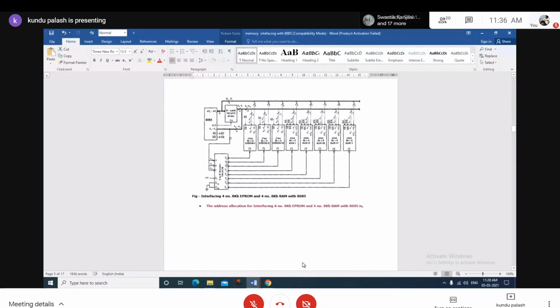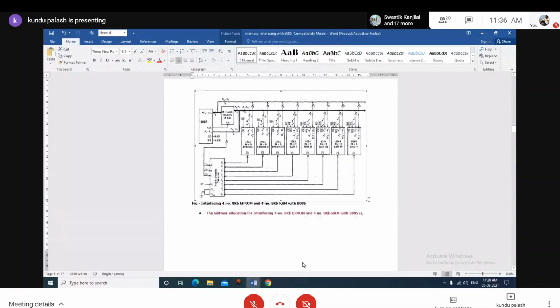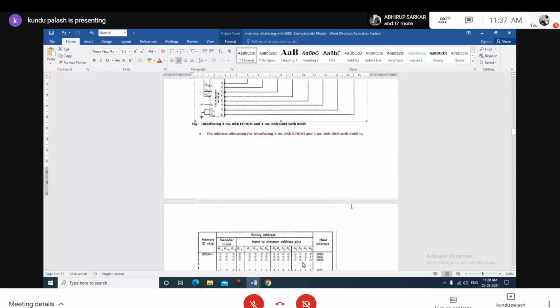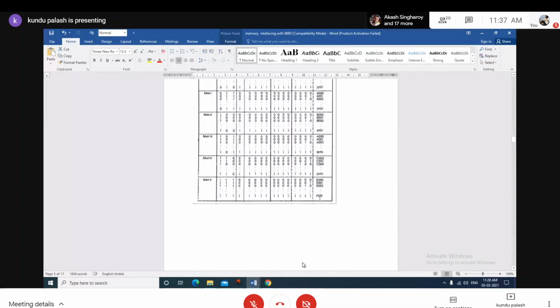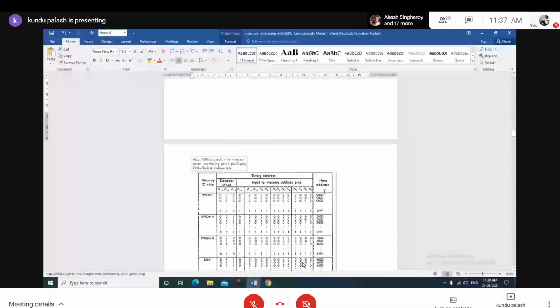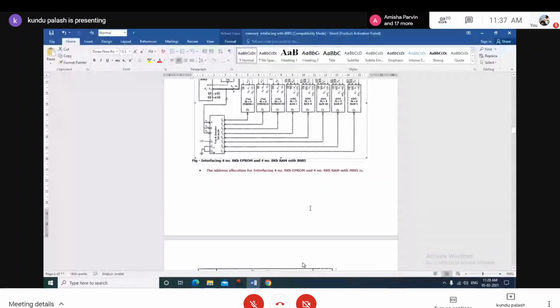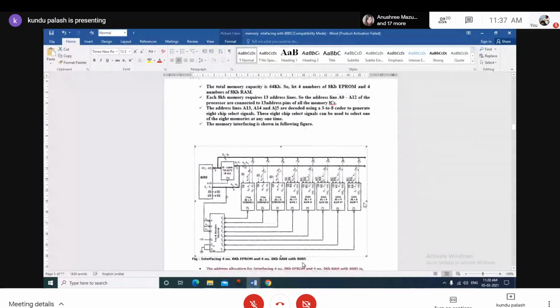That means it will be 4:16 or 3:8. In 3:8, the number of decoded lines available is 2 to the power 3, that is 8. All output lines are available. So these are the connections, these are truth tables. What is the address range for each of the memory blocks of different types: EEPROM, RAM, EEPROM, etc.